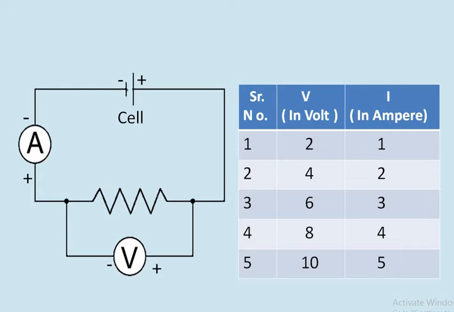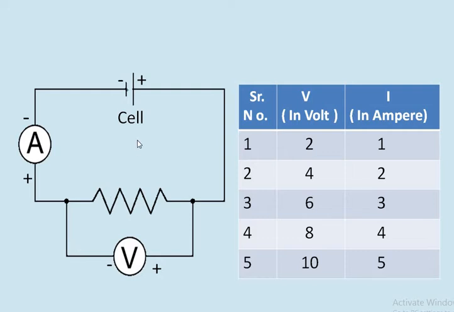is fitted to measure the potential difference across two ends of a load. If we note down the readings of ammeter and voltmeter in the given table, and in the first observation, suppose we get 1 ampere current when 2 volt potential difference is created by the cell across the ends of the load.